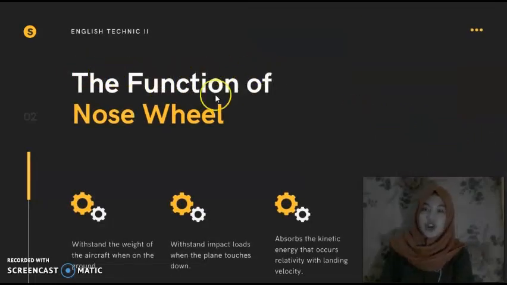Next, the function of the nose wheel. Number 1. Withstand the weight of the aircraft when on the ground. Withstand impact loss when the plane touches down. Absorb the kinetic energy that occurs relative to the landing velocity.